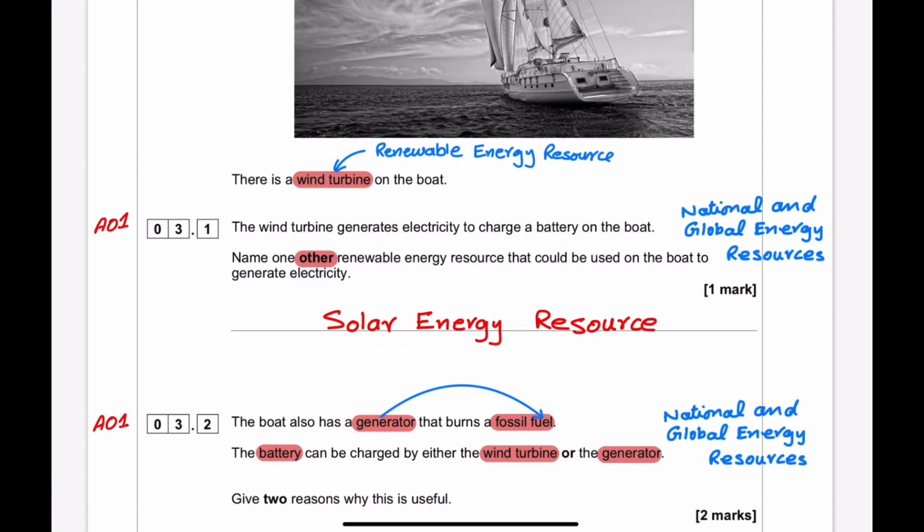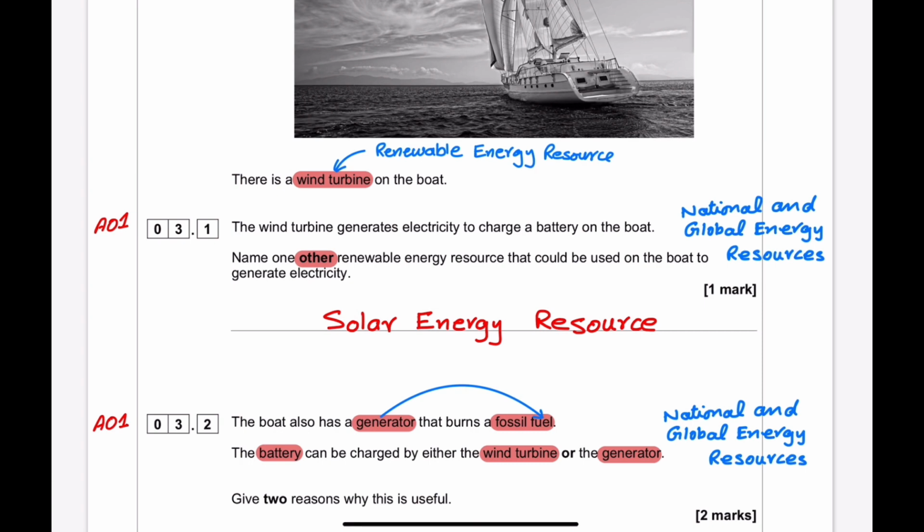3.2. 3.2 is an AO1 question. The boat has a generator that burns a fossil fuel. The battery can be charged by either the wind turbine or by the generator. Give two reasons why this is useful.